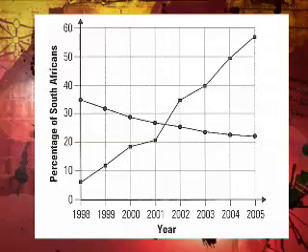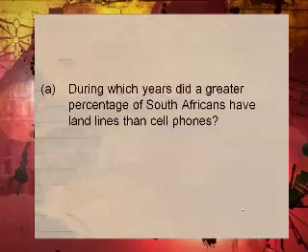Now, these are the two graphs. The first question: during which years did a greater percentage of South Africans have landlines than cell phones? During which years? A few years, or you can give it as a range. Where people had landlines more than cell phones, during which years?